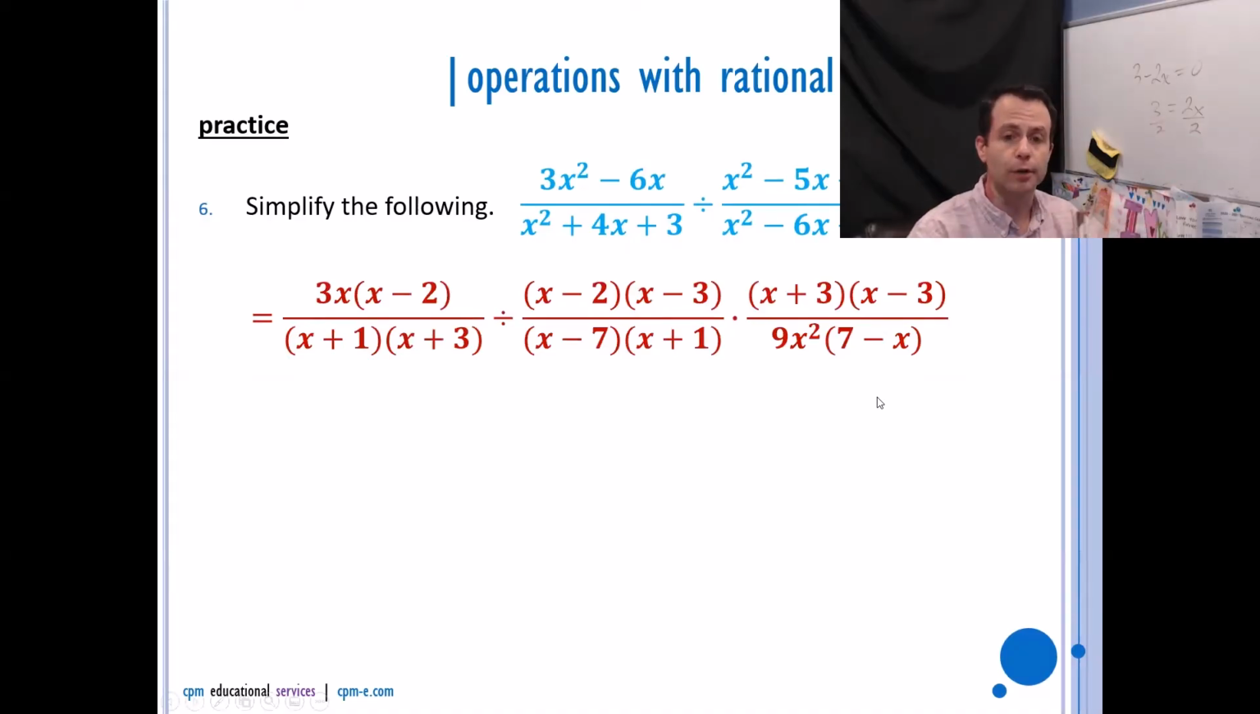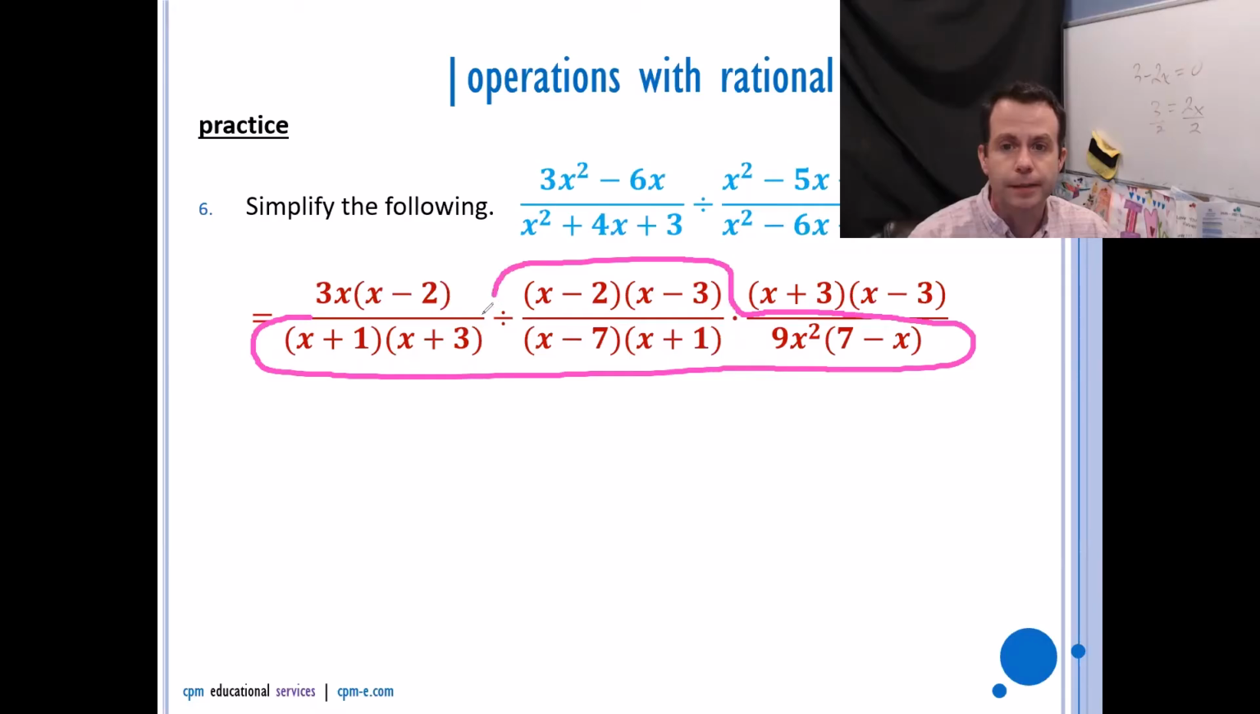Everything's in factored form. Next thing to do is to state your NPVs. Now, again, because of that division sign, when we have NPVs, we're going to be looking for all of this, okay? I don't care about the top here because it's not being flipped, and I don't care about the top over there because it's not being flipped, but I do care about the top here. So x can't equal -1, x can't equal -3, x can't equal 7.